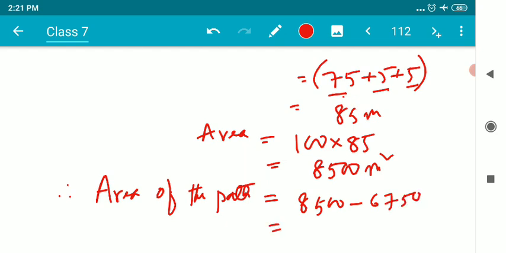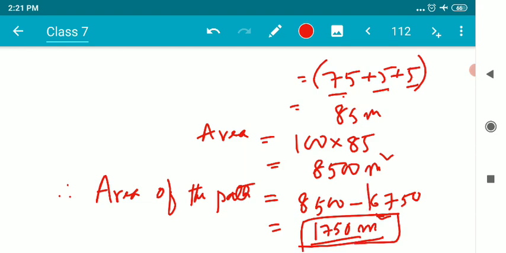Let's calculate: 0, 5, 7, and here is 1. 1750 meters square. This is the area of the path which I've got by subtracting the area of the rectangle excluding the path from the area of the rectangle including the path. Just by doing simple subtraction, the area of the path can be calculated.